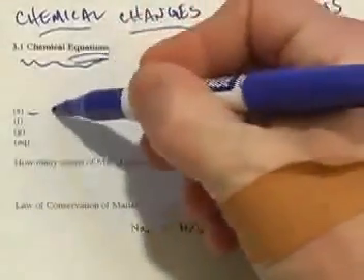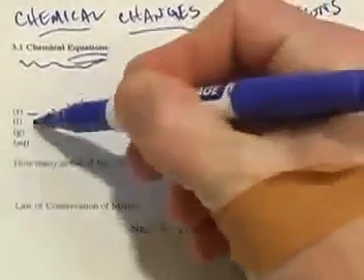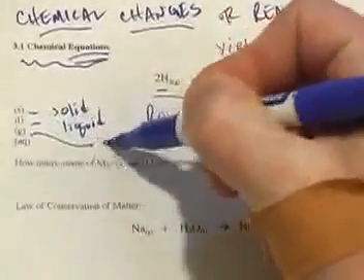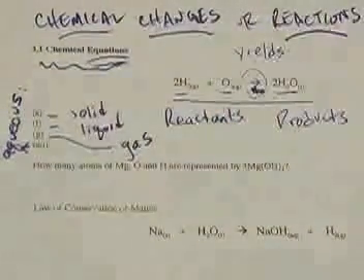If it's an S, it stands for solid. If it's an L, it stands for liquid. If it is a G, it stands for gas. And if it's an AQ, that stands for aqueous, meaning dissolved in water. Aqueous means dissolved in water.